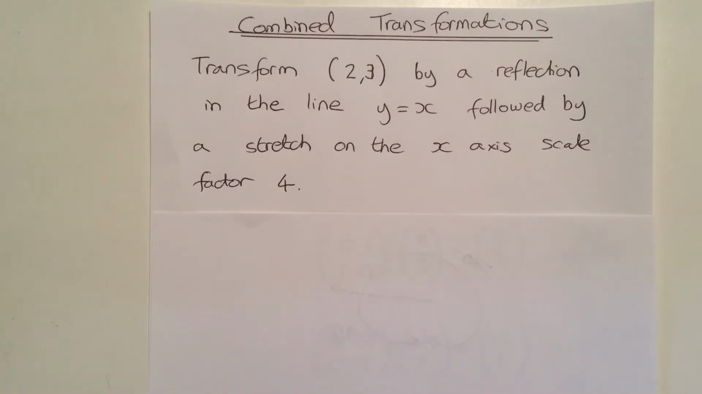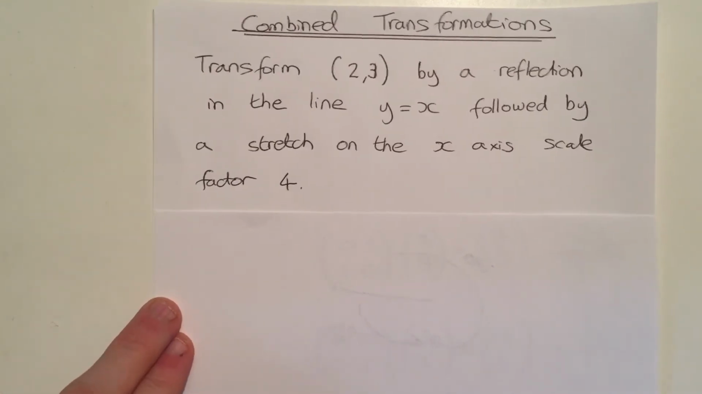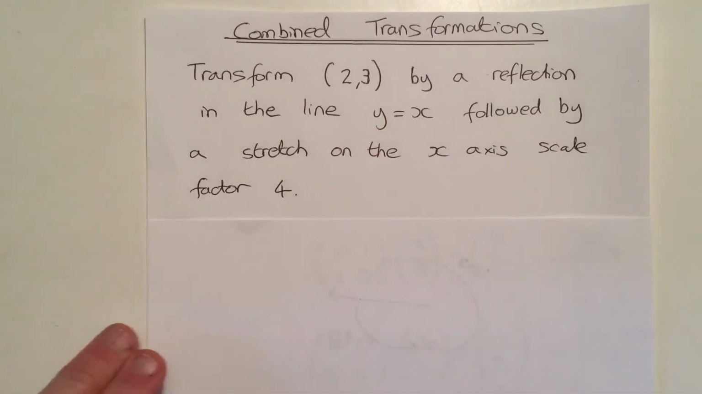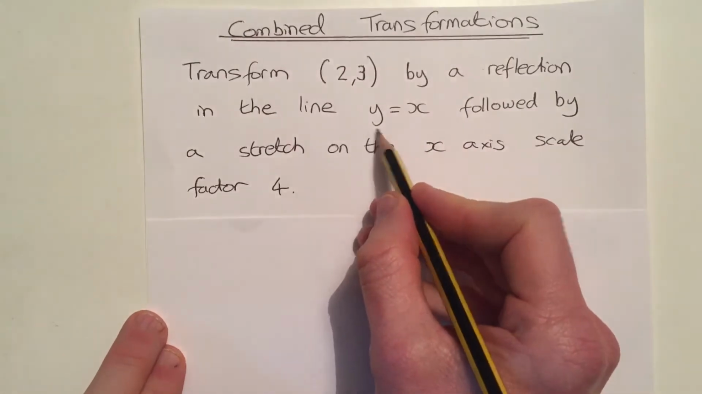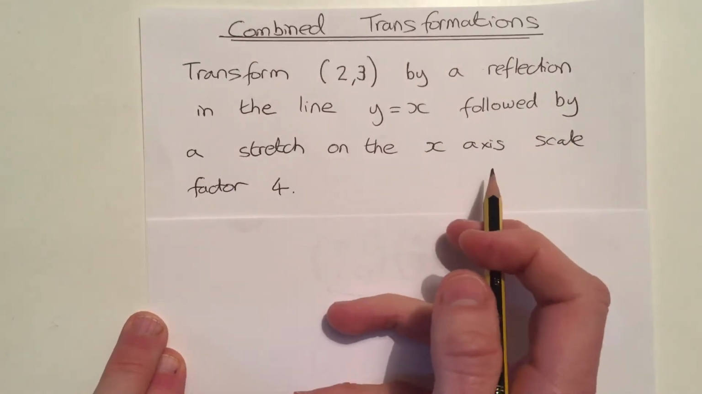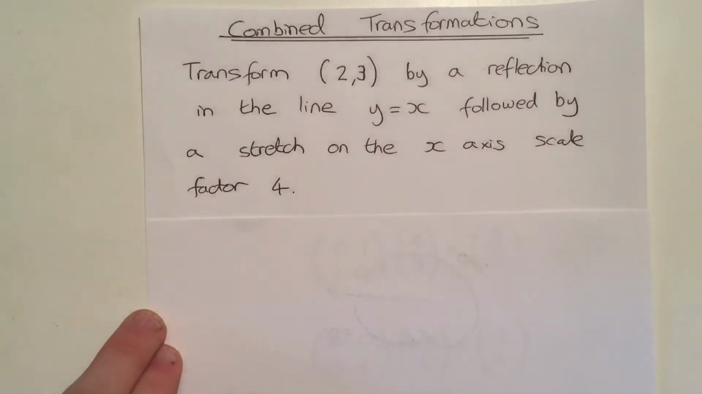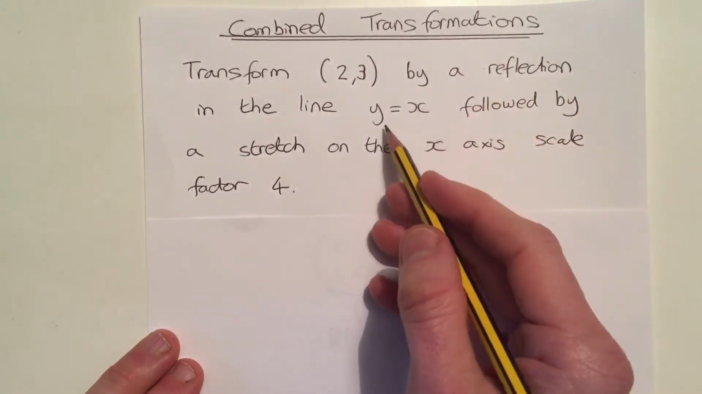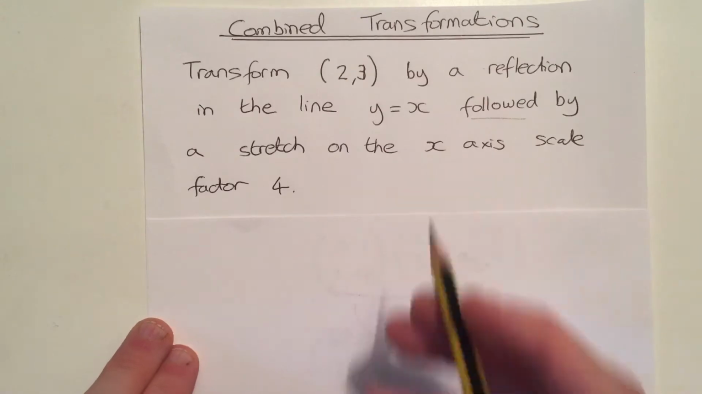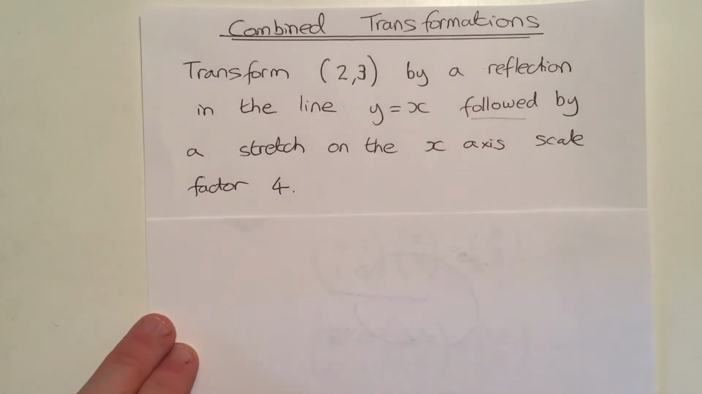This video is all about how we can combine multiple transformations together to represent them with a single matrix. So this question here tells me to transform the coordinate (2, 3) by a reflection in the line y = x, followed by a stretch on the x-axis scale factor 4. So key things here is that the reflection is taking place first because it says followed by the stretch.